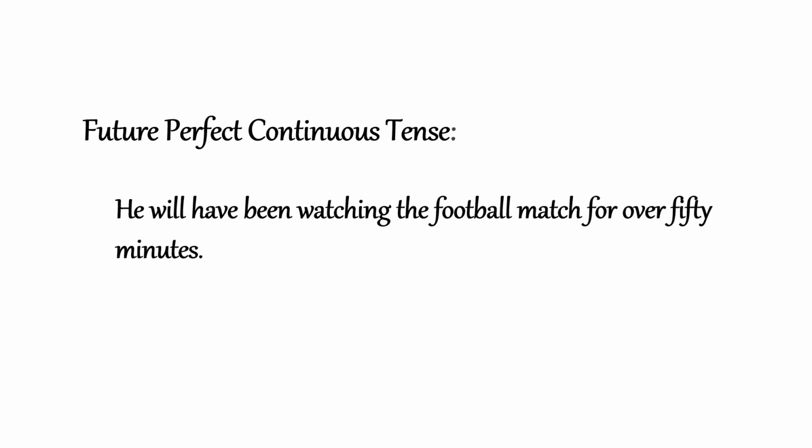Future perfect tense is used to talk about actions that will be completed by a certain future time. Example, he will have played football. I will have completed my assignment. Future perfect continuous tense is used for actions which will be in progress over a period of time that will end in the future. Example, he will have been watching the football match for over 50 minutes.